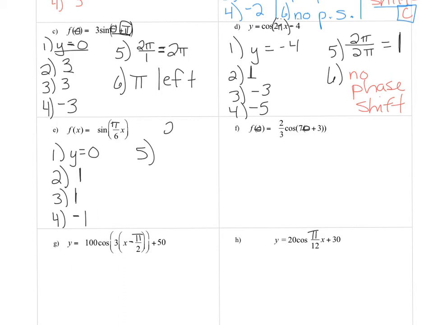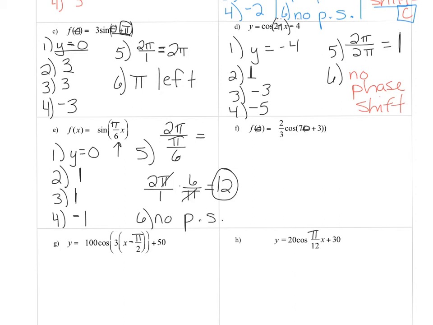The period here, we have another situation where b has a pi in it. So 2 pi divided by pi over 6 is going to equal 2 pi over 1 times 6 over pi. My pi's will cancel, multiply across, I'm just left with 12. And this is a pretty typical period if you have stuff repeating yearly over 12 months, or if you have it repeating every 12 hours, kind of like tides do. Lastly, there is no phase shift for that one. Just going to write that.